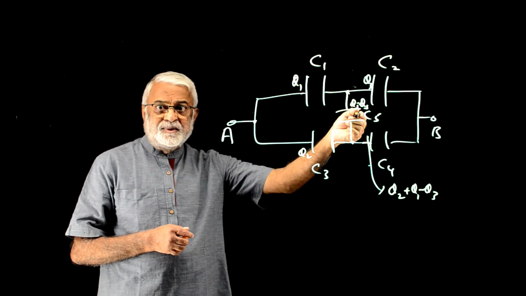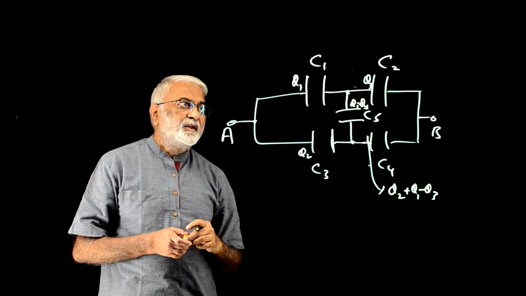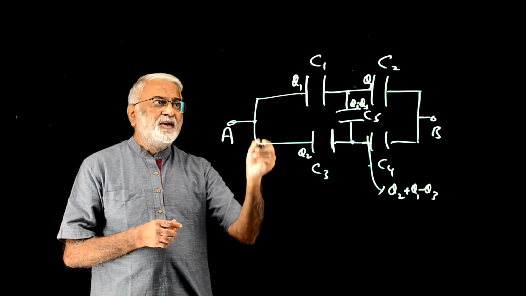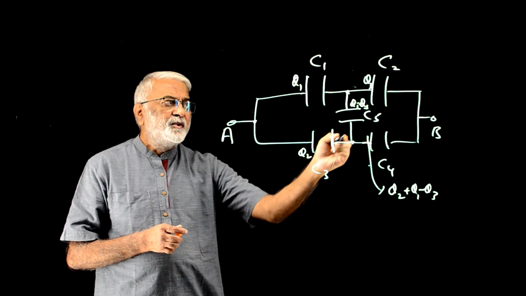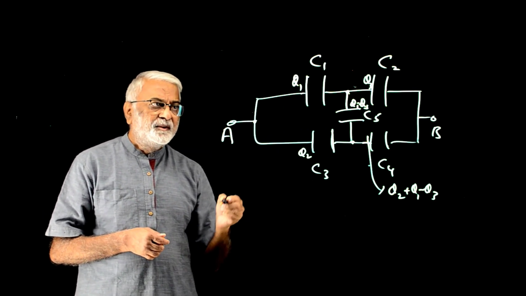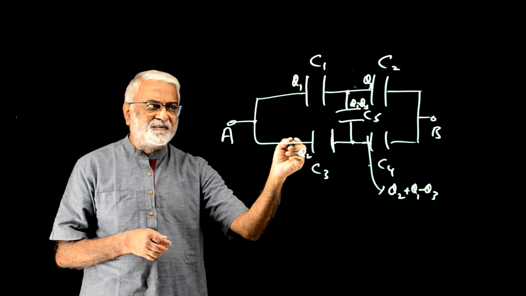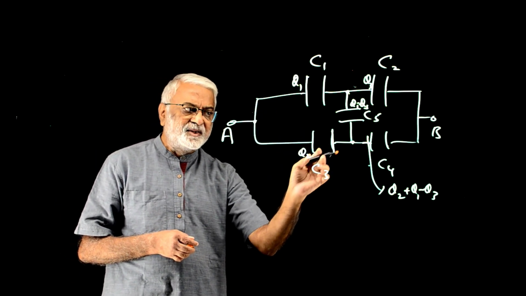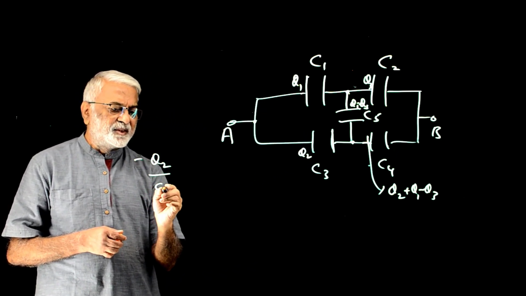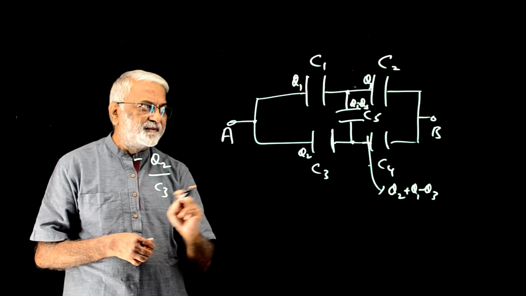Assume as many labels as necessary. If you have more junctions, you'll need more unknown charges. The rule you write for the potential difference is: if you start from here and go around the circuit and come back to that point, the sum of potential differences must be 0. So let's start from here. Along the conducting path, there will be no potential difference. Potential difference is only across the capacitor, and that will be minus Q2 by C3. If the potential difference is negative, that is, there is a decrease, we'll put that as negative.